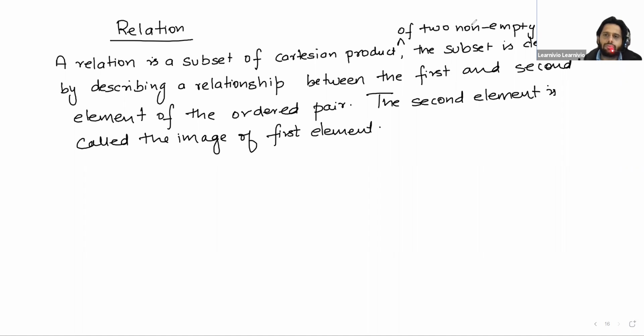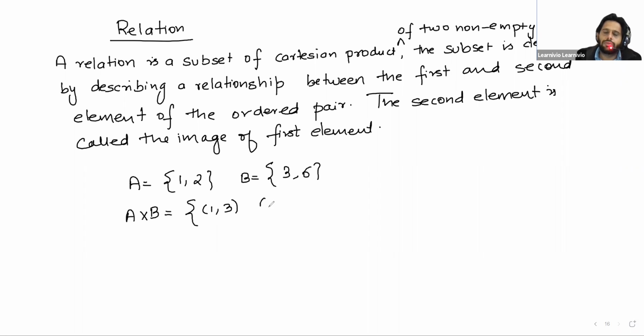Okay, so what is a relation? For example, if we have a set A having the elements 1, 2, and we have another set B which has the elements, suppose, 3 and 6. So we will first of all find A cross B. So A cross B will be equal to (1, 3), (1, 6), (2, 3), and (2, 6). Okay, this is a Cartesian product. Now, what is a relation? Relation is a subset of Cartesian product. So we will choose some values from this.